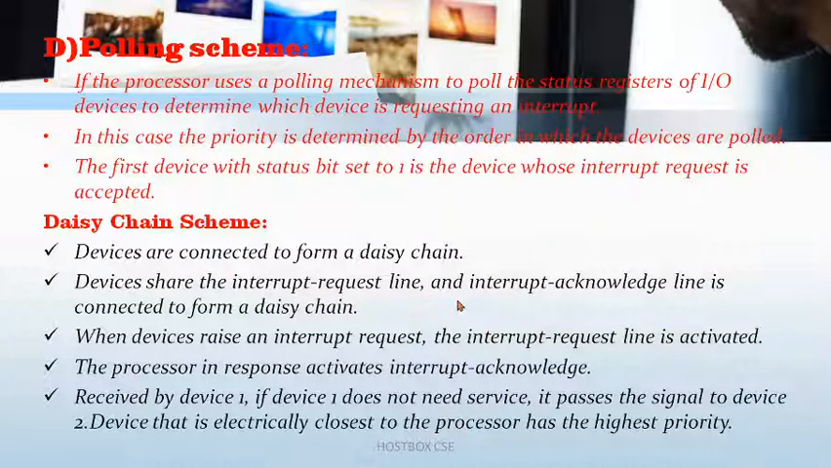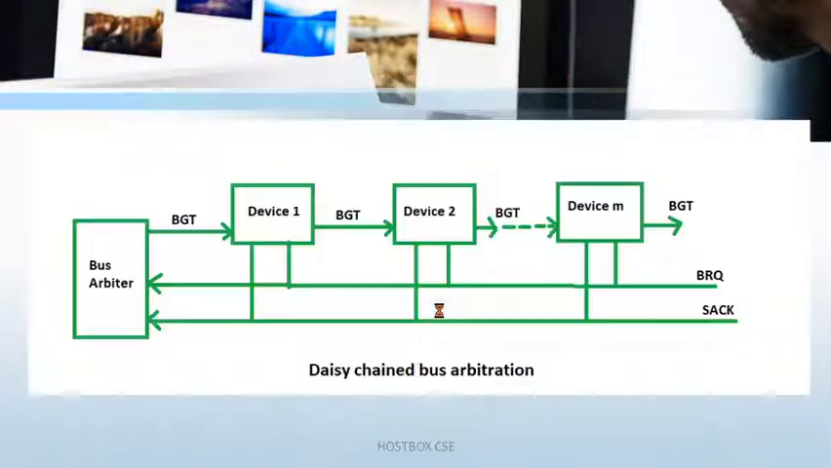Remember, when permission is given, the interrupt acknowledge is received by device 1. If device 1 does not need service, it passes the signal to device 2, and the device that is electrically closest to the processor has the highest priority. So try to give priority based on this diagram. If device 1 is not requesting anything, go to device 2 and device 3 like that, or based on your hardware and system configuration, give priority to the work you want to complete as soon as possible.